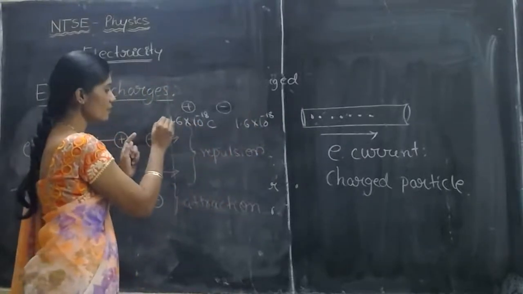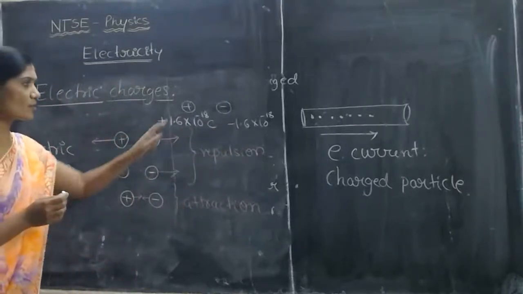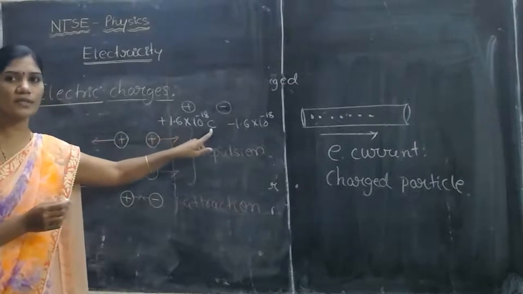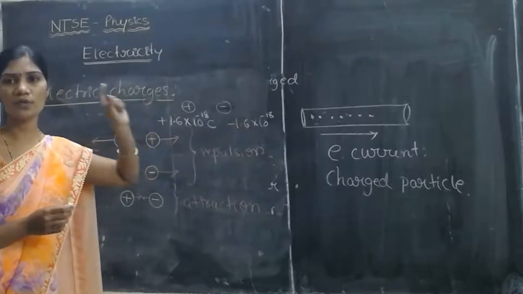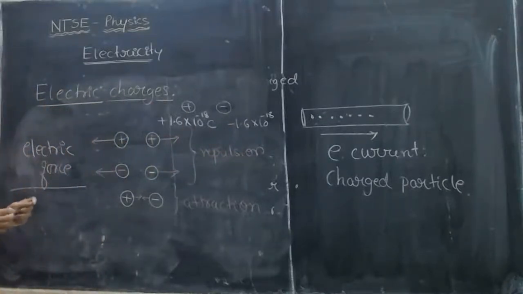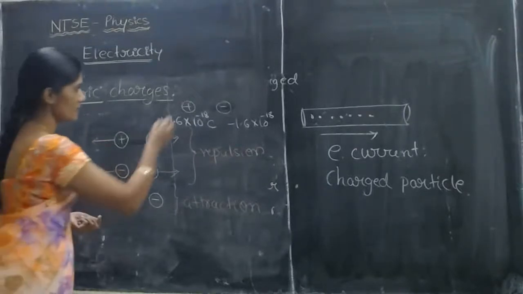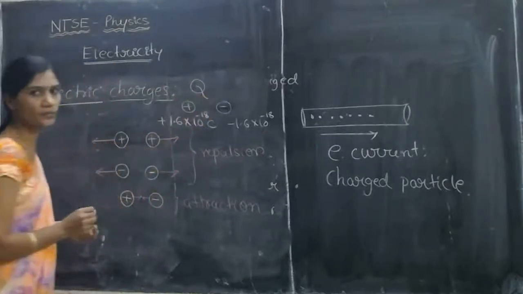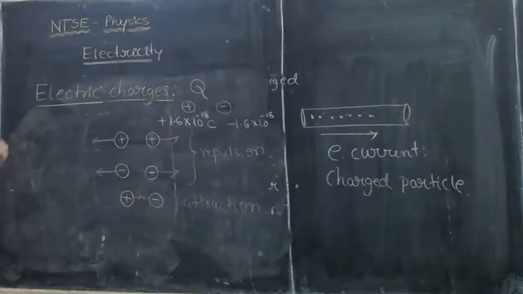To differentiate them, for one charge we have given a plus sign, for another one a minus sign. The positive charge we say as plus 1.6 into 10 to the power minus 18 coulombs of charge, and the negative one minus 1.6 into 10 to the power minus 18. And how to represent this physical quantity, electric charge? This is represented by the symbol Q. Q is the symbol used to represent electric charge, and its SI unit is coulomb. These things you have to remember.